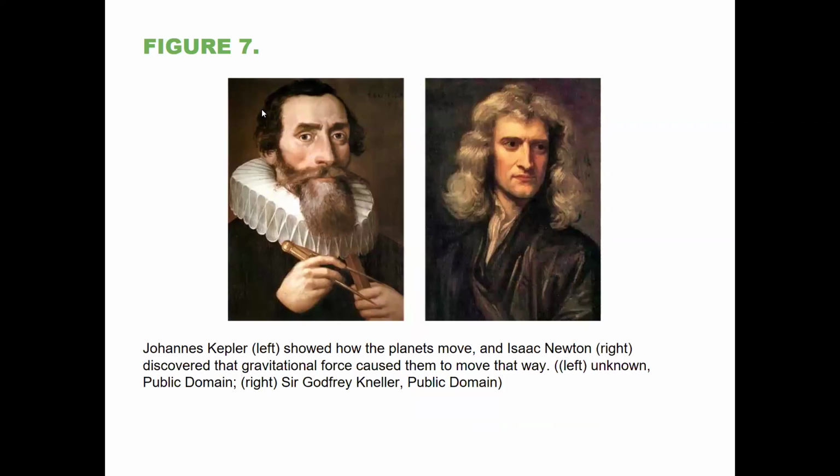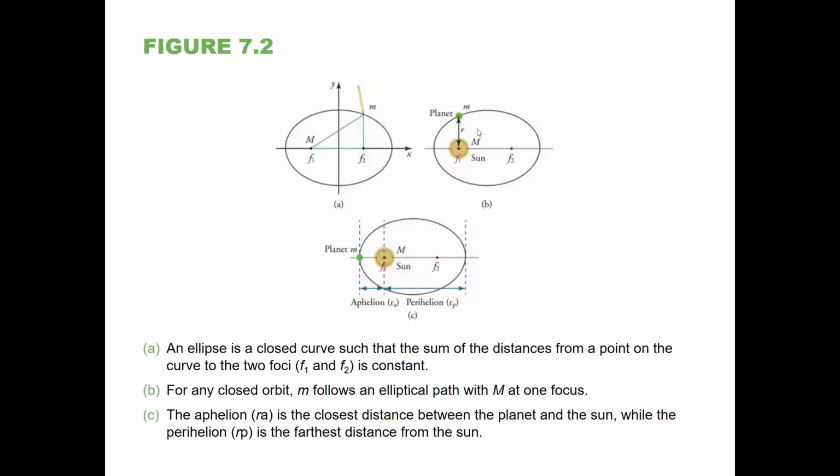So this is Johannes Kepler, very famous German scientist, and this is Isaac Newton. And they showed how the planets move. And Isaac Newton was able to describe the gravitational force that is causing the planets to orbit around the sun. So we have to first understand that the shape, the orbit of the planets around the sun, is not a circle. It is not a circle. It is an ellipse. So an ellipse is the form that is like an egg shape around the sun.